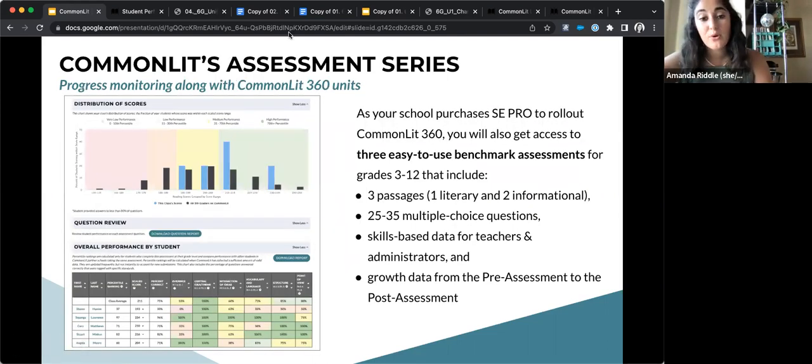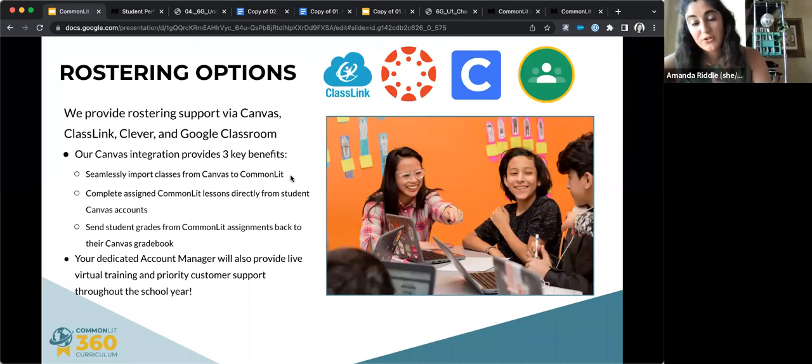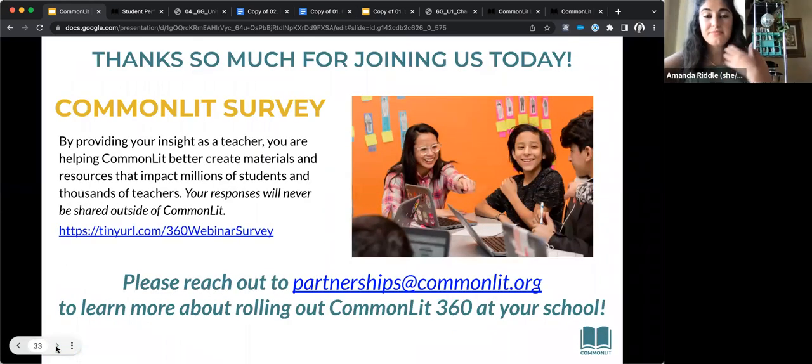And the other paid component that we want to highlight is our assessment series. These are helpful to support progress monitoring along with CommonLit 360. They come with a few passages, multiple choice questions, and really exciting data for you and your students to dig into. And then also some of our rostering options from our partner schools that make 360 rollout really successful.